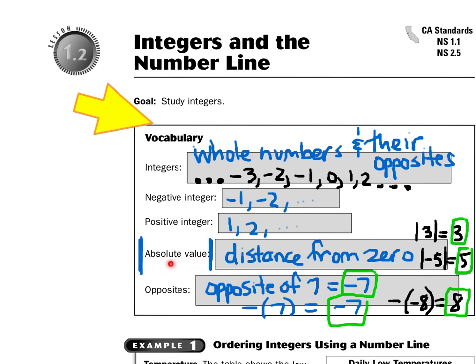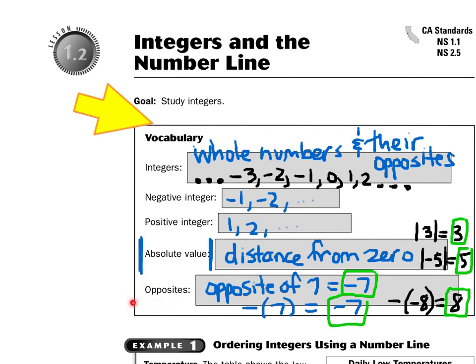Now, absolute value is a really important word in algebra. And absolute value, the symbol for it looks like these straight up and down signs. They're kind of like parentheses that have been straightened out. And that means the distance from 0. So the way that I would read this example right here is I would say the absolute value of 3 is 3 because it's 3 steps away from 0. But look at this, the absolute value of -5 is 5 because it's 5 steps away from 0.